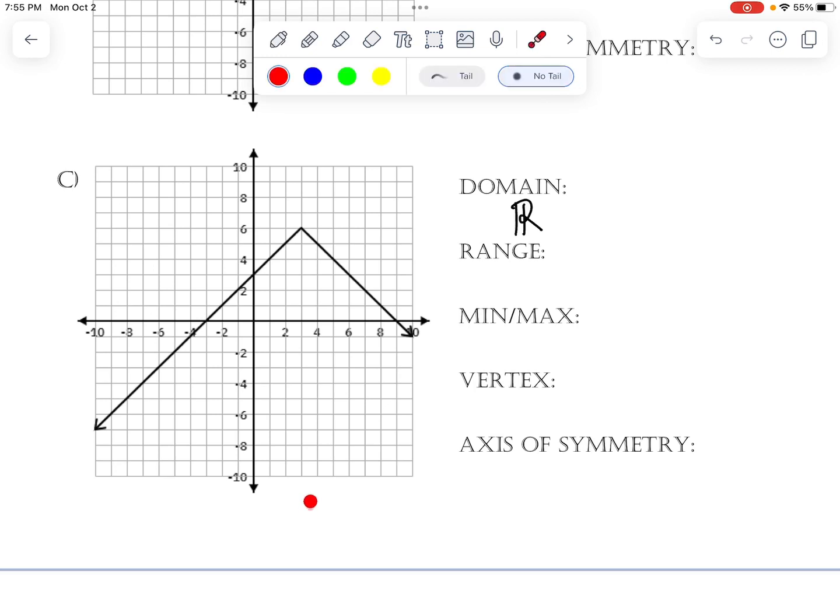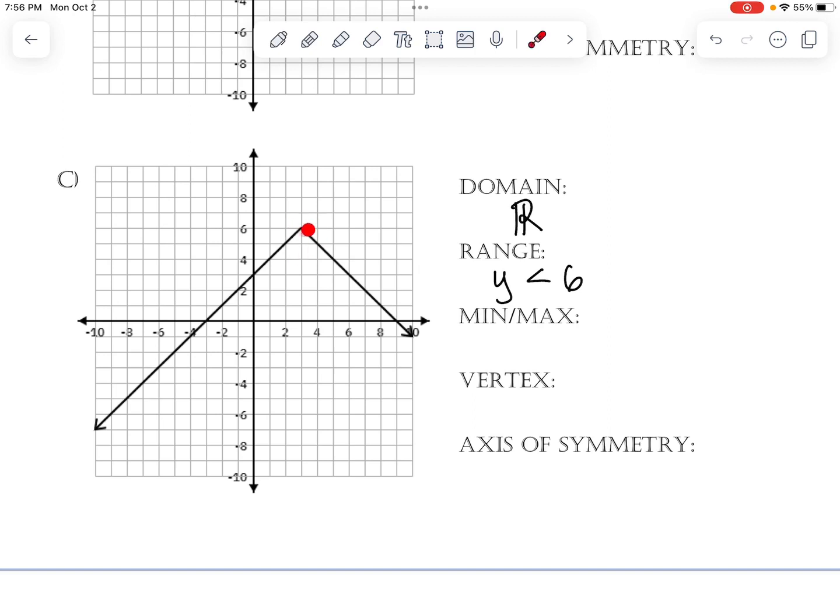Now range is all y values. As I read my graph bottom to top, I see where I can see a graph. I notice that I cannot go above 6 because I don't see a graph anywhere up here. So y, since we're dealing with range, y values, is less than or equal to 6. It will be less than or equal to 6 because even though there's not a little dot showing a point there, because we read left to right, we have to go through that point to get to the right side of our graph. So we have to pass through that y value of 6 to get to the rest of our graph.